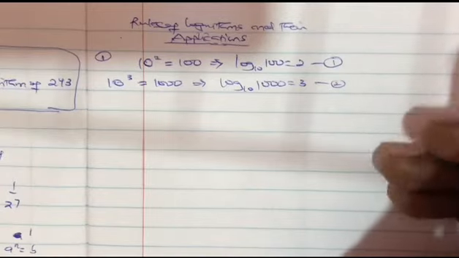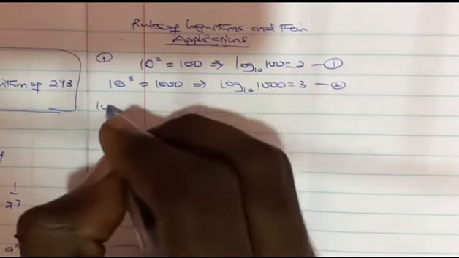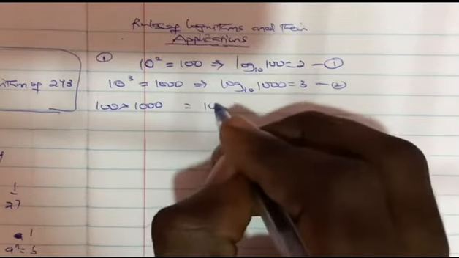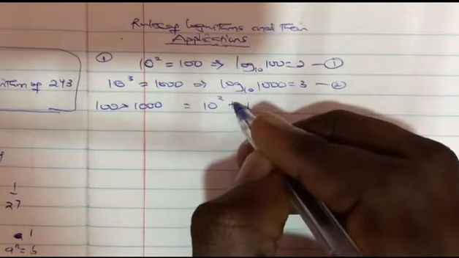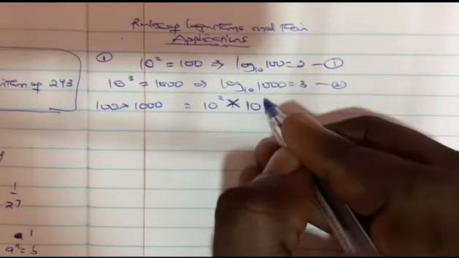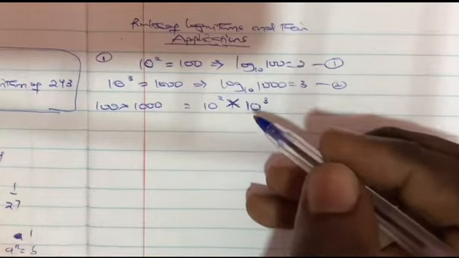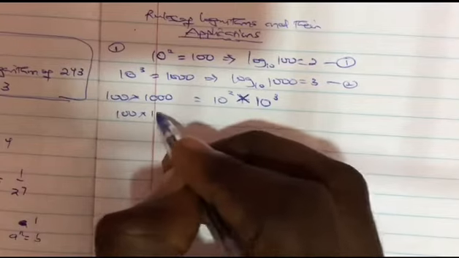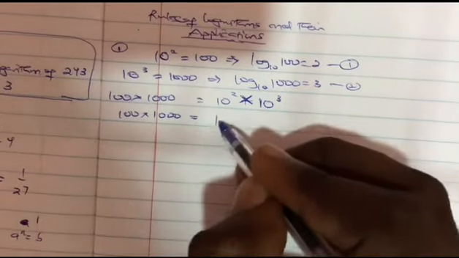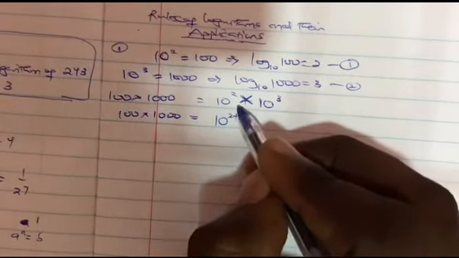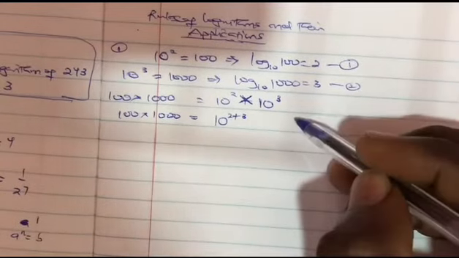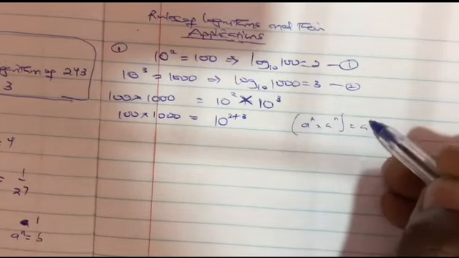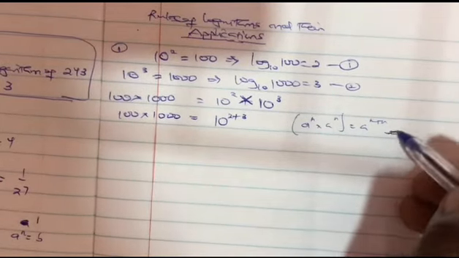Furthermore, 100 times 1000 will be equal to 10 exponent 2 multiplied by 10 exponent 3. You agree? So I can then say that 100 times 1000 is equal to 10 exponent 2 plus 3, based on the rules of exponential equations, where a exponent m times a exponent n is equal to a exponent m plus n. That's where this is coming from.